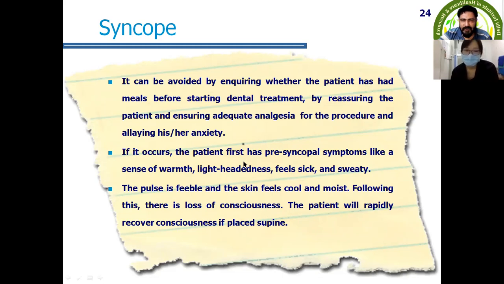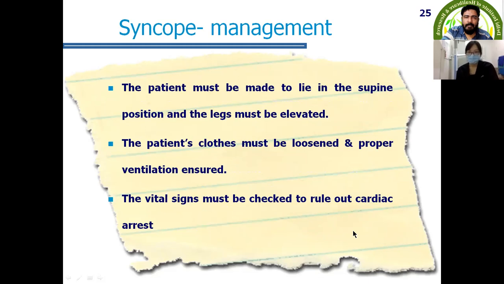If it occurs, the patient has pre-syncopal symptoms like a sense of warmth, lightheadedness, feeling sick and sweaty. The pulse is feeble and the skin feels cold and moist. Following this, there is loss of consciousness. The patient will rapidly recover consciousness if placed in supine position. The patient must be made to lie down in supine position and the legs must be elevated. The patient's clothes must be loosened. Proper ventilation is assured. Vital signs must be checked to rule out cardiac arrest.